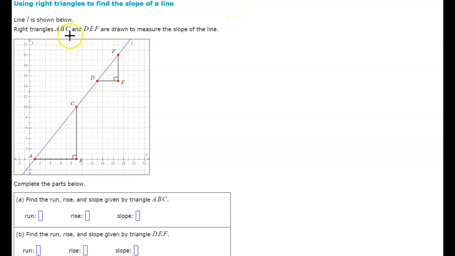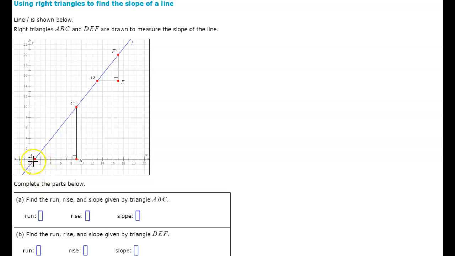Okay, so right triangles ABC and DEF are drawn to measure the slope of the line. Then we've got to find the run, find the rise, and find the slope of ABC and then DEF. So this is going to be really easy, you guys. They want us to do ABC first.